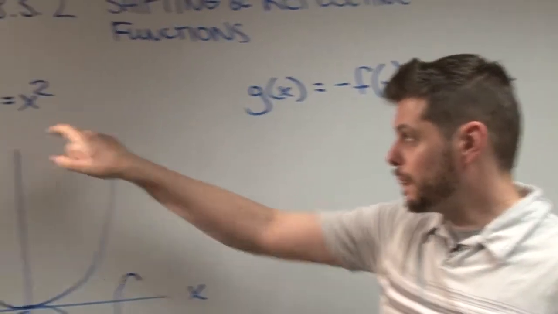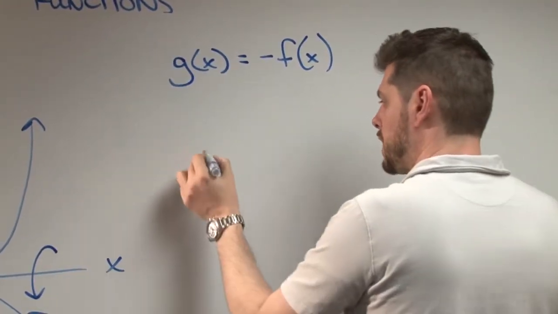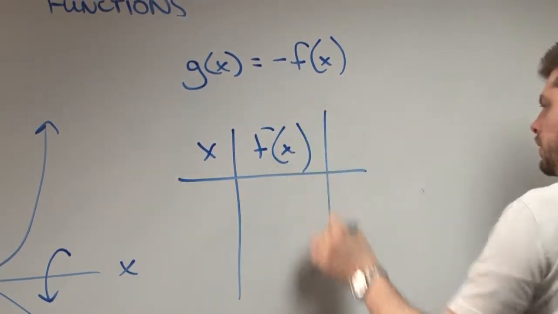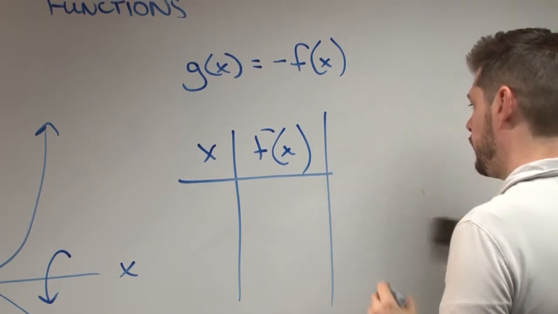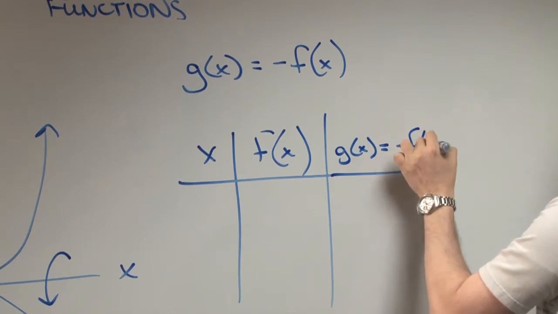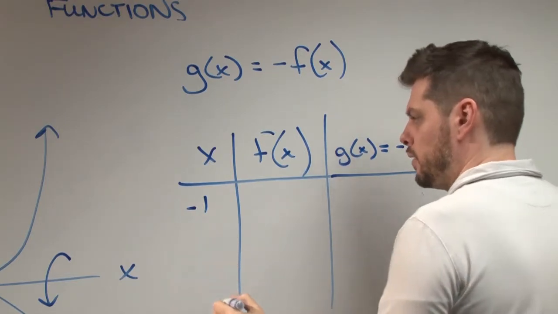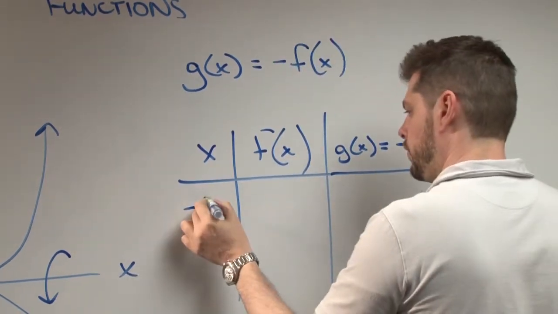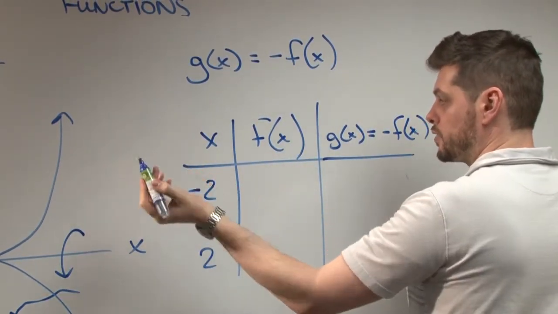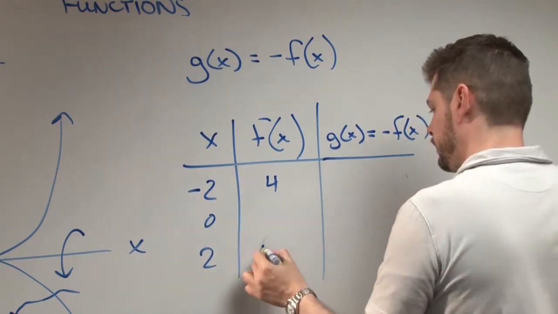So let me prove it, okay? I'm going to use our same strategy that we've been using in our previous sections. I'm going to use my table values for x and f of x. I'm also going to create a third column for my new function, g of x, which is the negative of f of x, okay? So when x is -2, 0, and +2, I get, what's -2 squared? That's 4. What's +2 squared? That's 4. 0 squared is 0.